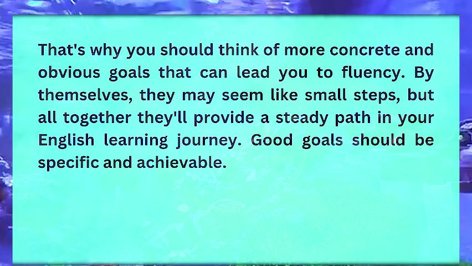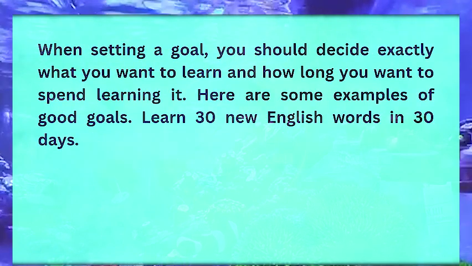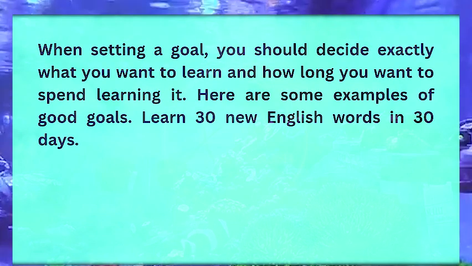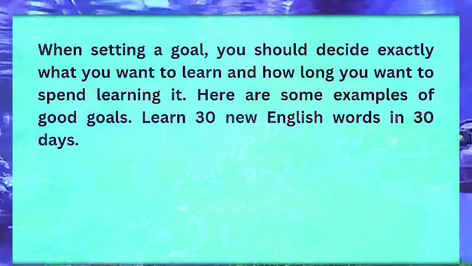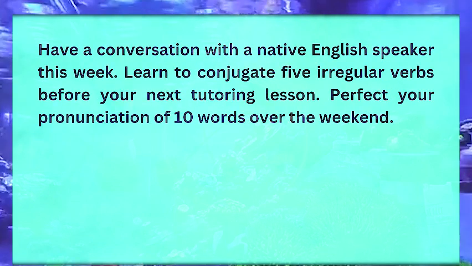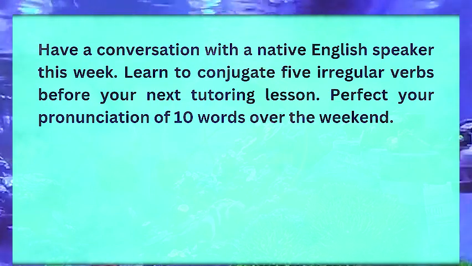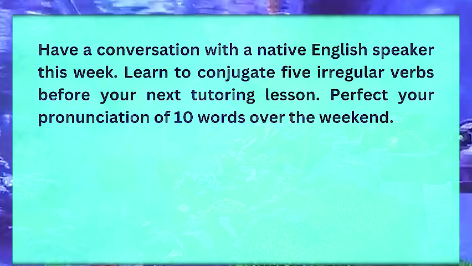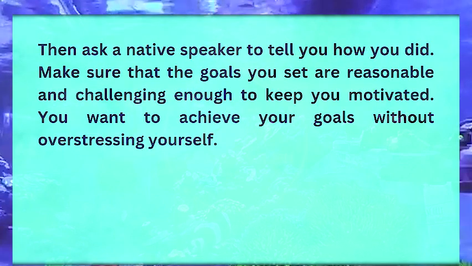Good goals should be specific and achievable. When setting a goal, you should decide exactly what you want to learn and how long you want to spend learning it. Here are some examples of good goals. Learn 30 new English words in 30 days. Have a conversation with a native English speaker this week. Learn to conjugate 5 irregular verbs before your next tutoring lesson. Perfect your pronunciation of 10 words over the weekend. Then ask a native speaker to tell you how you did.